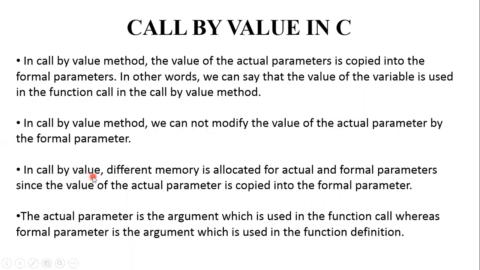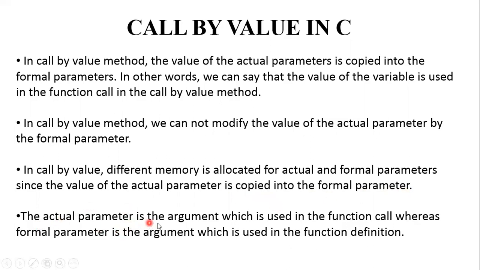In call by value, different memory is allocated for actual and formal parameters. Individual allocation is done here. Since the value of the actual parameter is copied into the formal parameter, whatever value you pass from the actual parameters, there will still be different memory allocation for the different parameters.